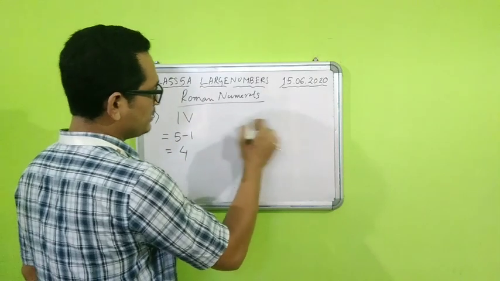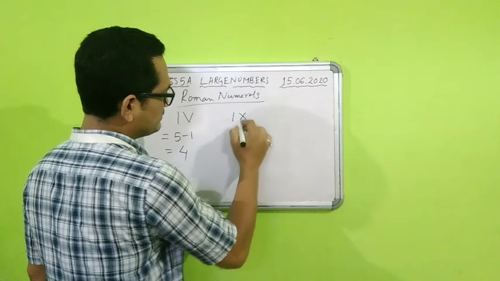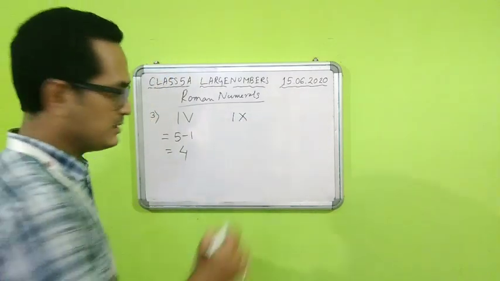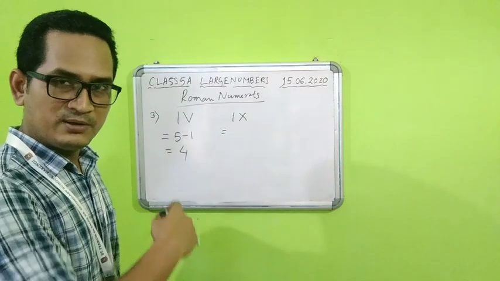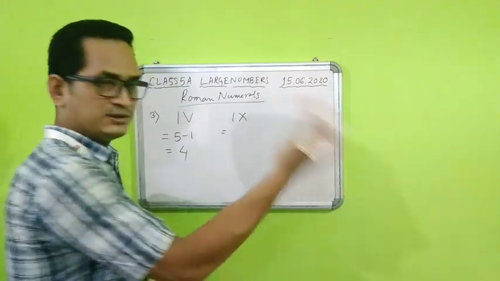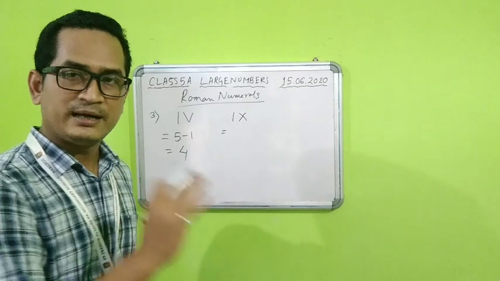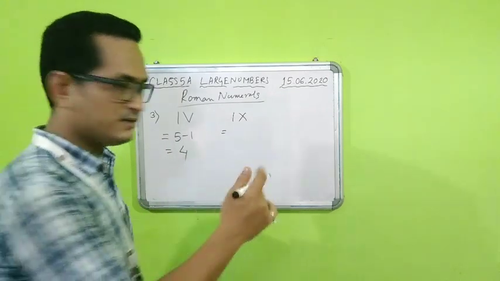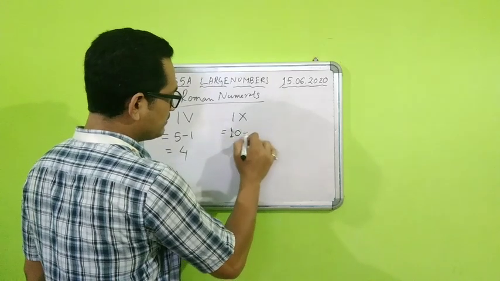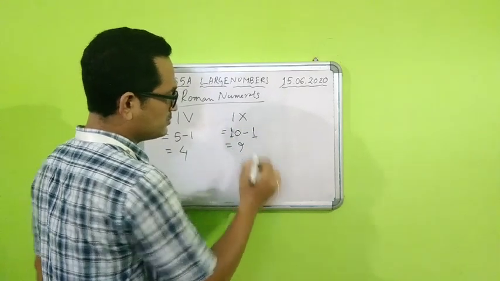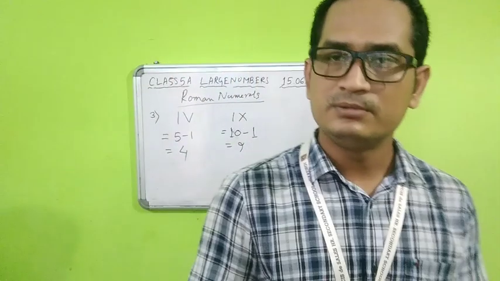If I take one more example, IX. Here also the smaller one, I, is on the left hand side, and X is on the right hand side. In that case also I need to subtract the smaller value from the greater value. So it will be 10 minus 1, which is equal to 9. So IX is equal to 9.